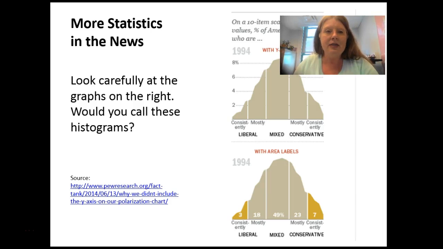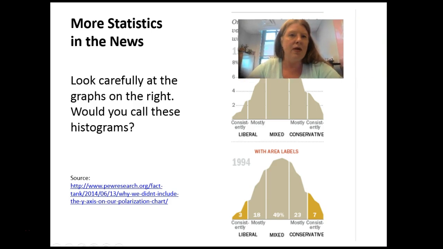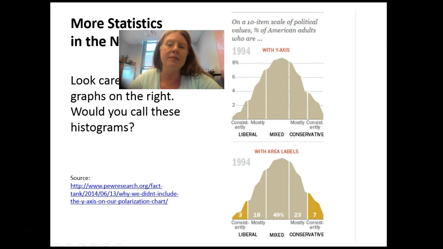And then finally, just more histograms in the news. So I came across this news report from the Pew Research Center. Basically, they had these graphs and they referred to them as histograms. I was kind of curious as to why they called them histograms. I wanted you to look at these and tell me if you think they're histograms. Note along the x-axis, we're categorizing people as being liberal, mixed, or conservative. And we're looking at the percentage that fall in those different categories.